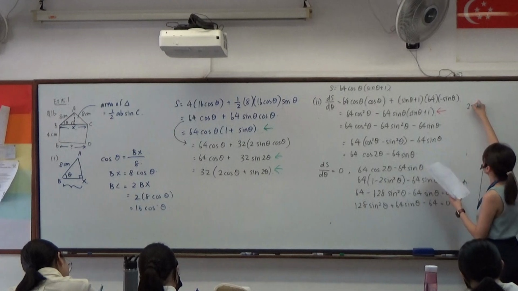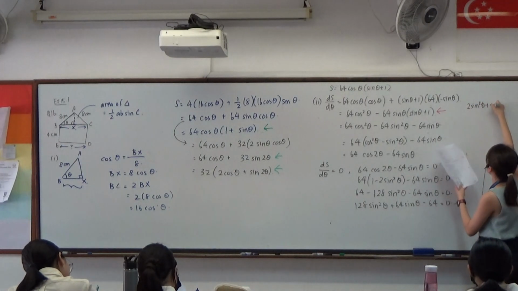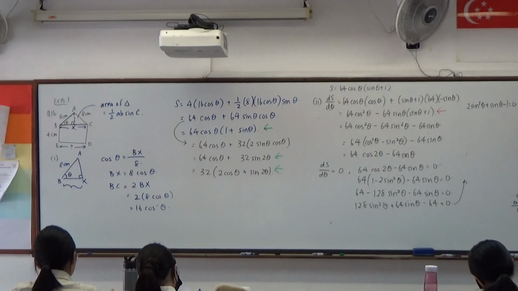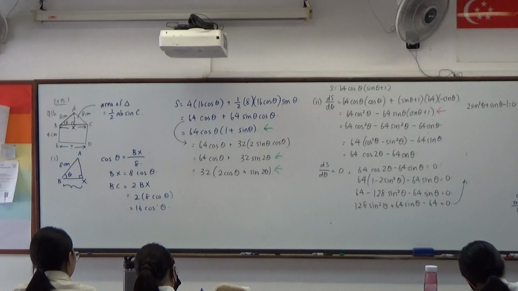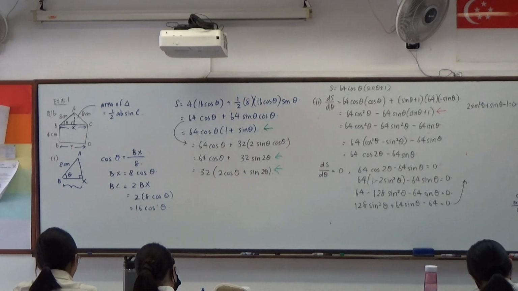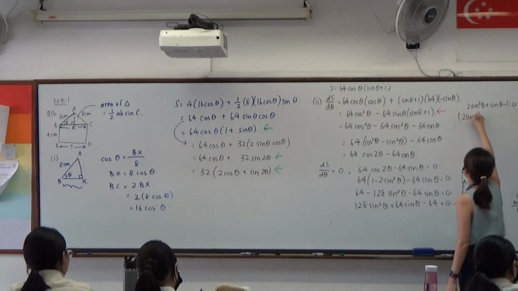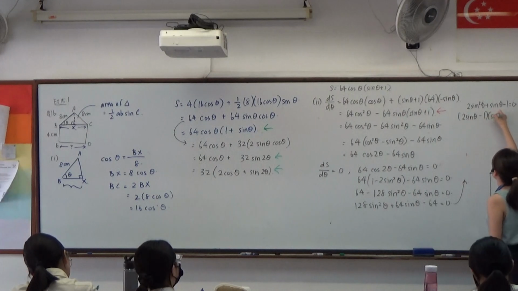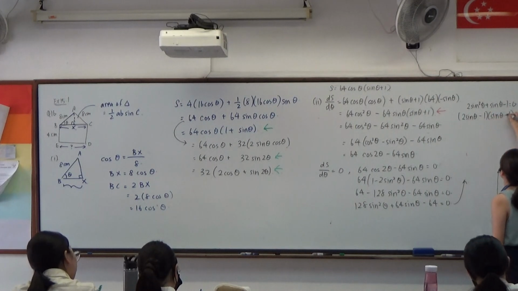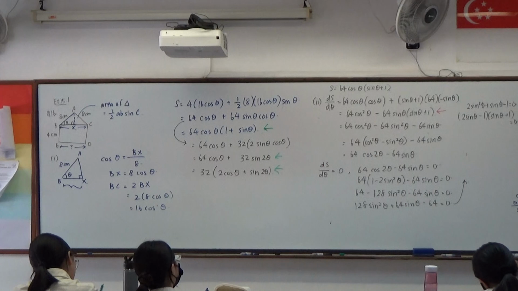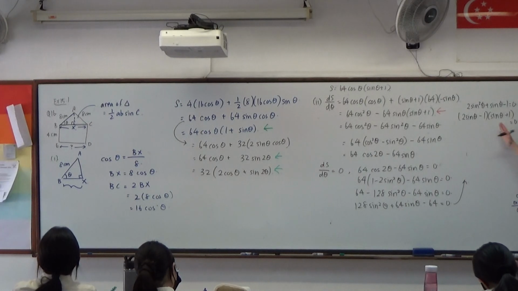So dividing by 64 throughout, I'll get 2 sine squared theta plus sine theta minus 1 equals 0. Need to recognize that it is a quadratic function and this is factorizable. So we will have 2 sine theta minus 1, then sine theta plus 1. Must show your factorization.